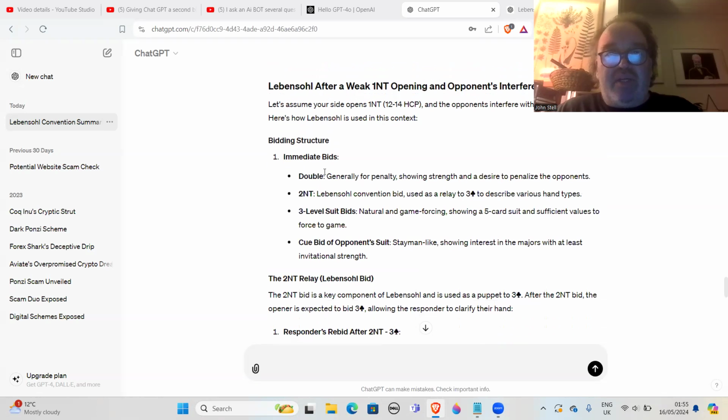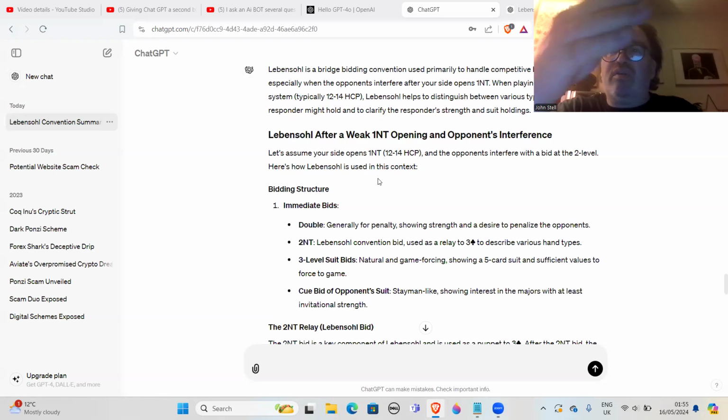Bidding structure, immediate bids, double. Generally for penalty, showing strength and desire to penalize the opponents. Okay, so it can go 1 no trump, 2 hearts, double. So some people can play that as penalty doubles. That's the basic use of it. I personally use it as takeout. That's partnership agreement, but I'm fine with this saying that double means penalty.